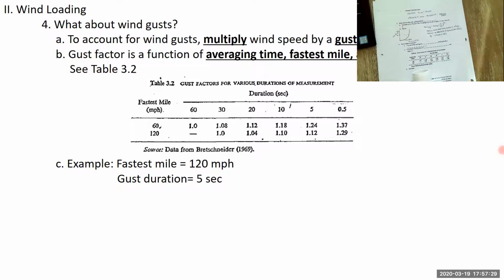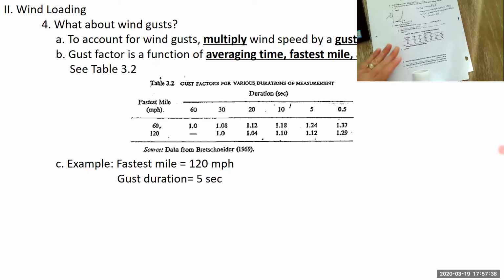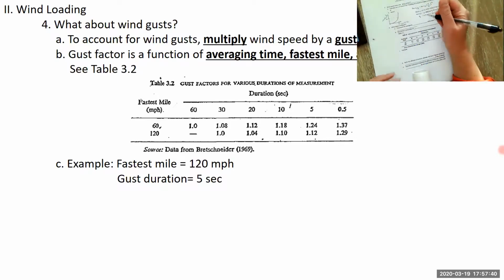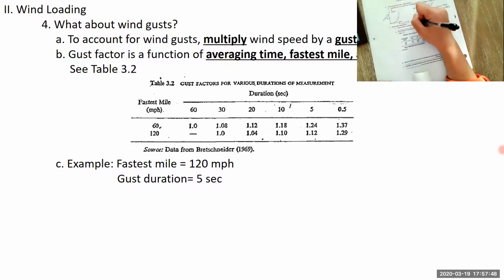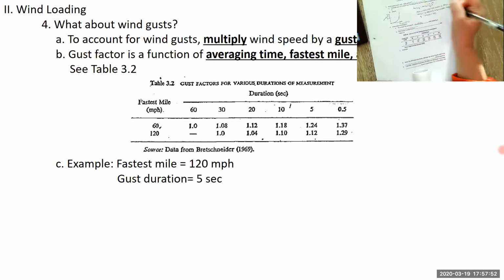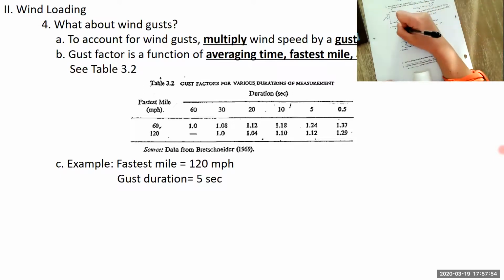Okay, so that's for averaging winds, but sometimes you hear, oh, it's a gusty wind today. To account for wind gusts, if that would be a problem for our structure, basically what engineers say is it's a really hard problem, so let's just add a gust factor, which is sort of equivalent to a factor of safety. So to account for wind gusts, what we do is we multiply our wind speed by a gust factor.